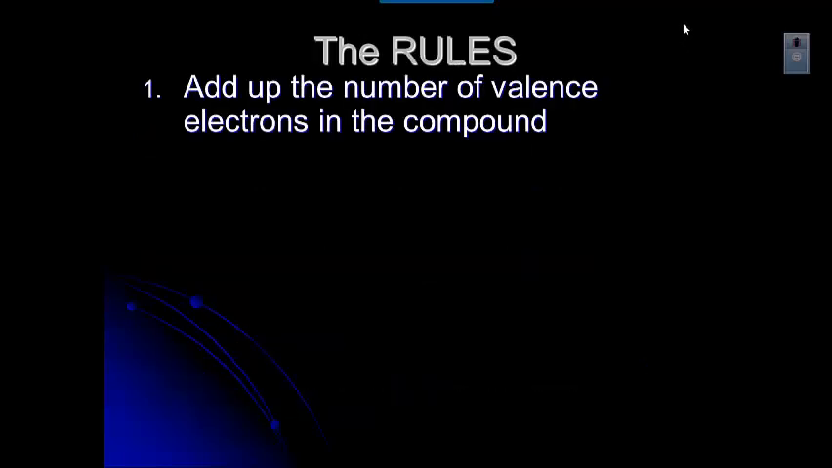The first rule is we're going to add up the number of valence electrons in a compound. Remember that we learned back a couple of units ago that group 1 and group 2 have 1 and 2 valence electrons respectively. The transition metals have 2, the F block elements have 2, group 13 elements have 3, 14 have 4, 15 have 5, and so on. So you can figure out by looking at the group number how many valence electrons a compound has. And we're going to add up the valence electrons for each of the atoms in the compound.